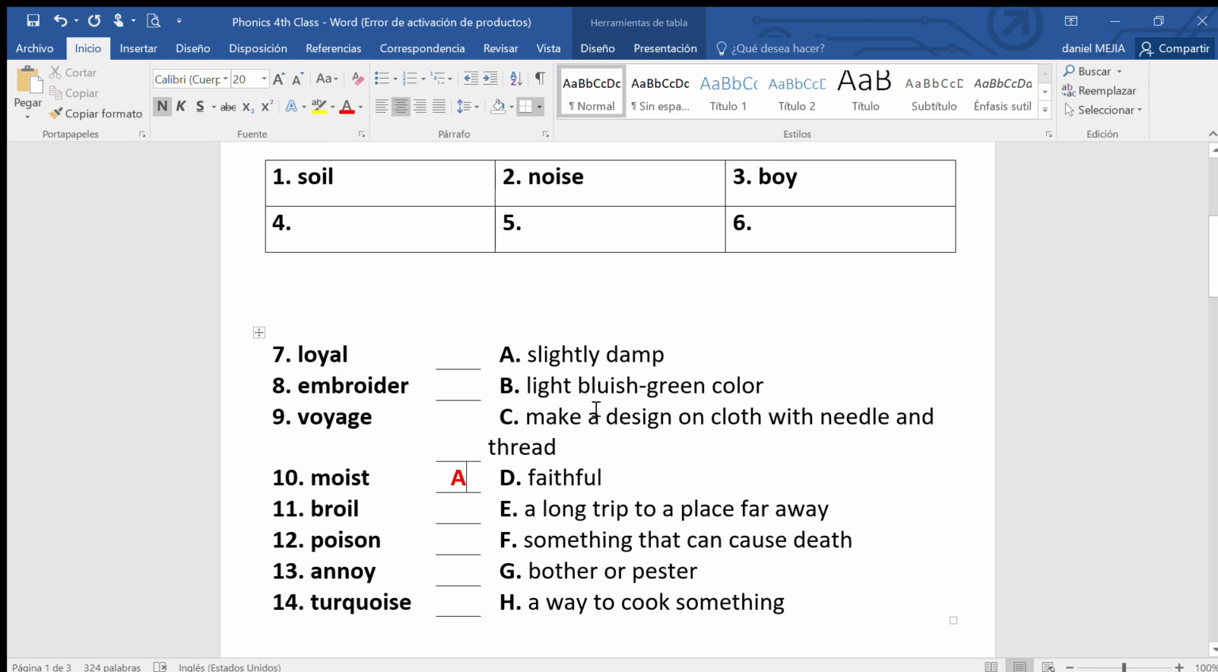Letter B, light bluish green color. Okay, it is a color. It could be loyal, embroider, voyage, broil, poison, annoy, or turquoise. What would it be? Yes, it will be turquoise. Then we have letter C. Make a design on clothes with needle and thread. Do you remember what picture we saw? Yes, so it will be embroidered.